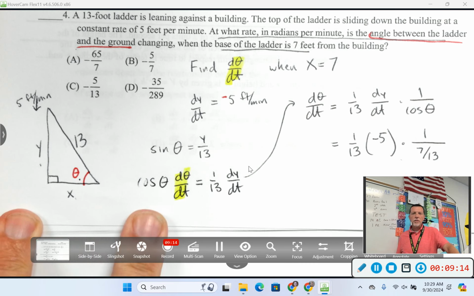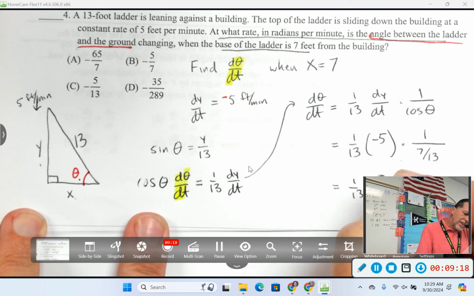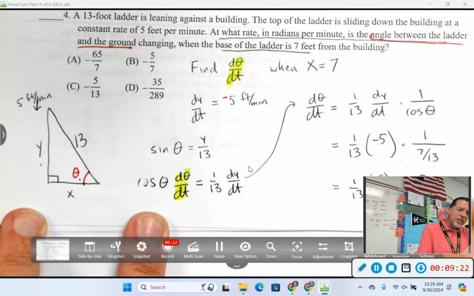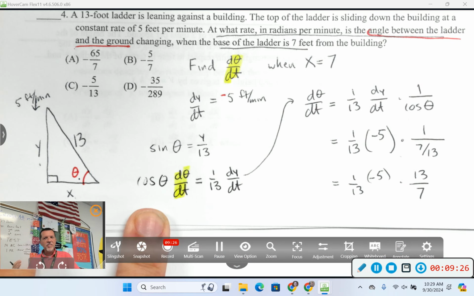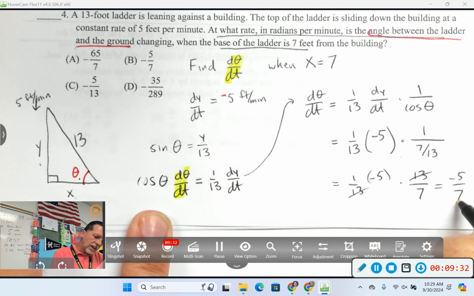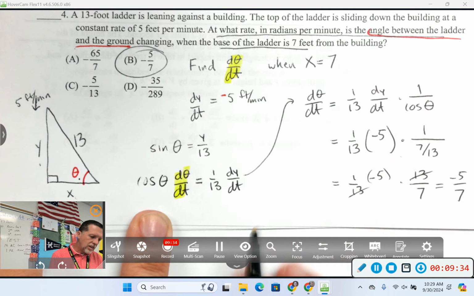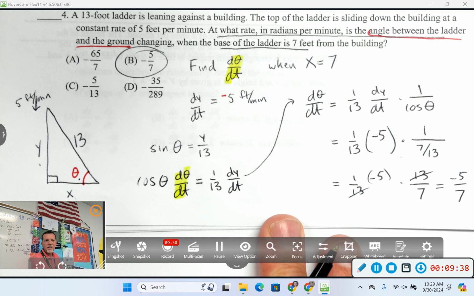Okay, that looks weird. Maybe I should have flipped it. I'll flip it now. 1 over 7/13 is the same thing as 13 over 7, which is the secant of theta, but whatever. We ended up flipping it. 13s cancel. -5/7. Sometimes I'm worried about negatives, but all my answer choices were negative, so I'm not worried about it.